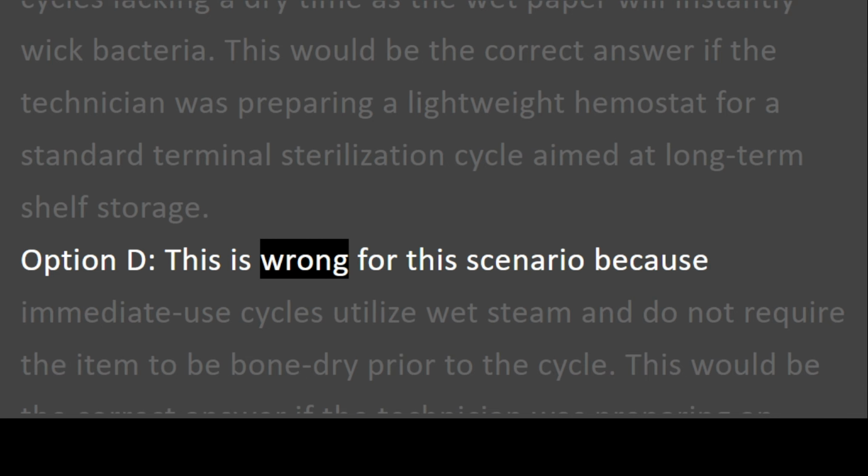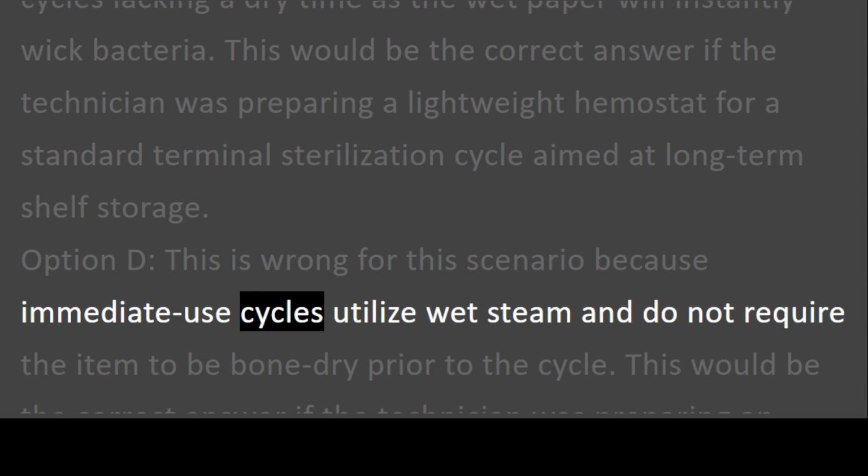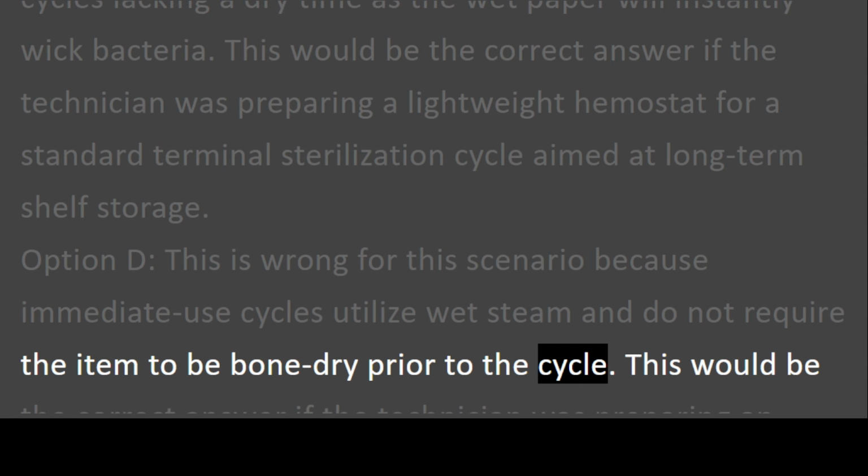Option D. This is wrong for this scenario because immediate use cycles utilize wet steam and do not require the item to be bone dry prior to the cycle.